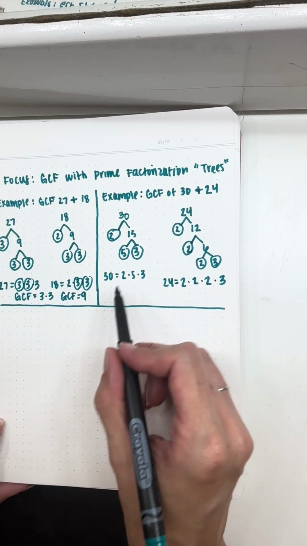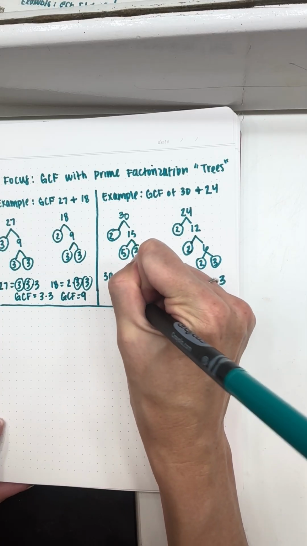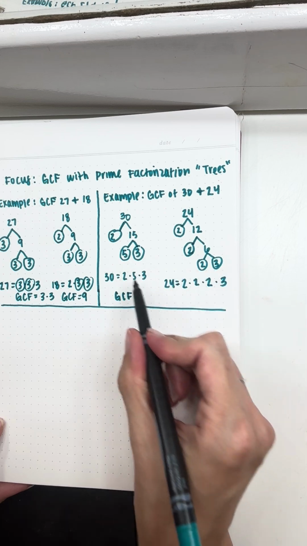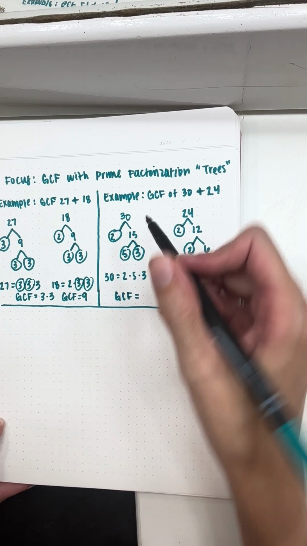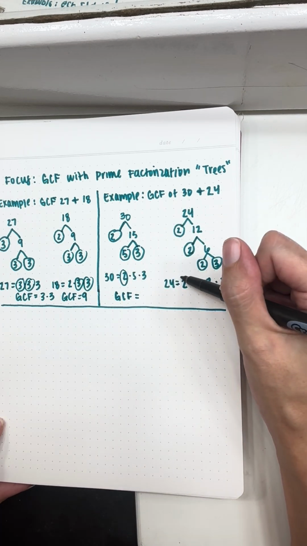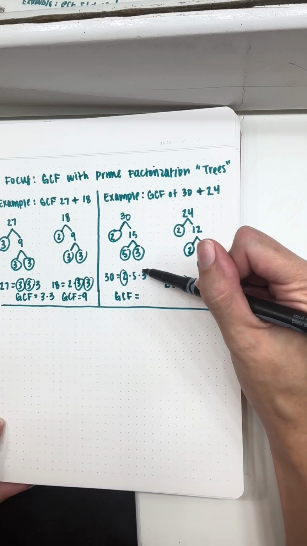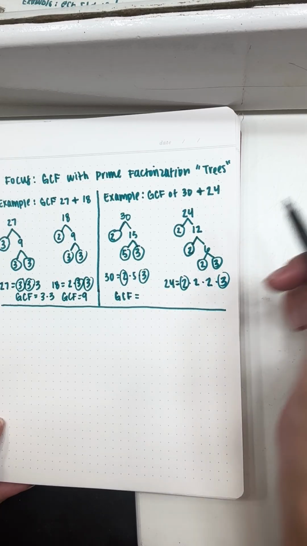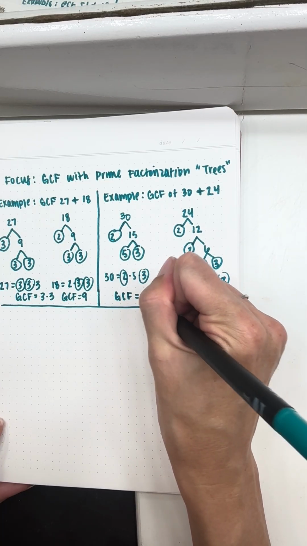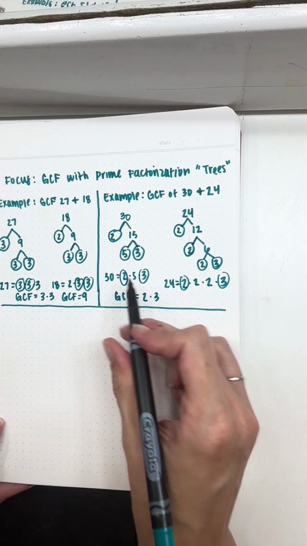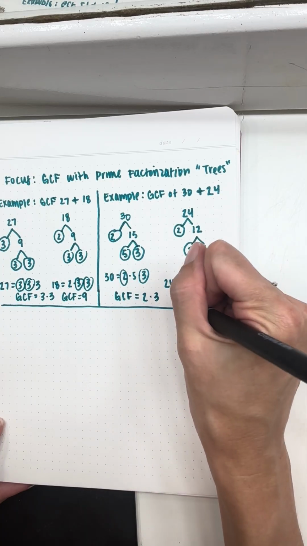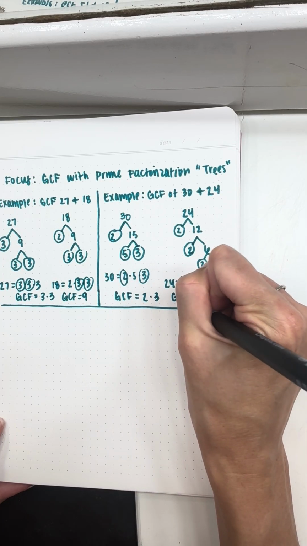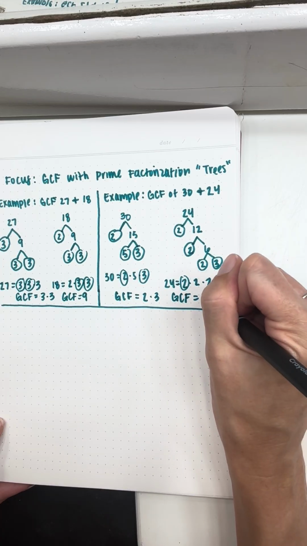And then I can find my GCF by seeing what they have in common. I know that they share a 2. They also share a 3. So my GCF is going to be 2 times 3. Again, those prime factors that they have in common. So my GCF is equal to 6.